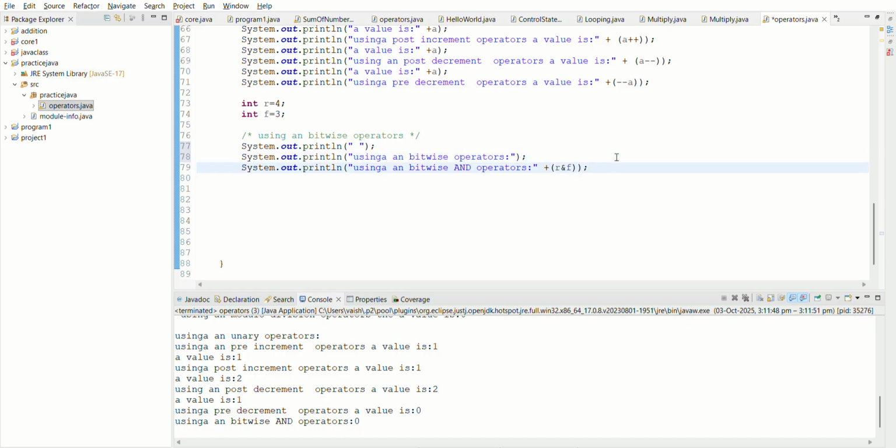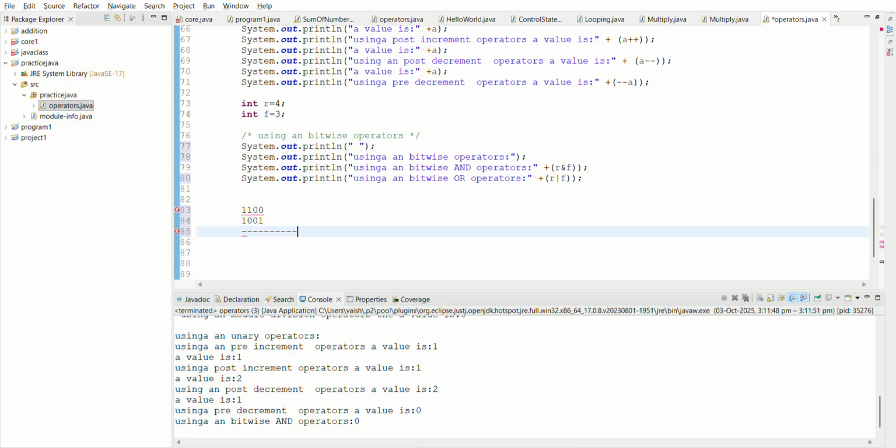The next one is the bitwise OR operator. Bitwise OR means if at least one value has a 1, the result is 1. In the bitwise OR operator, same 1100 and 1001. Suppose 1 and 1 gives 1. 1 0 means at least one, so first 1, we get an output of 1. 0 0 means 0. 0 1 means 1. At least one value, the result is 1.